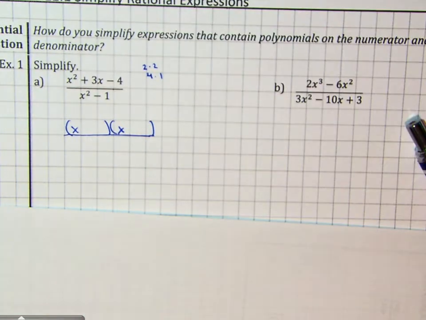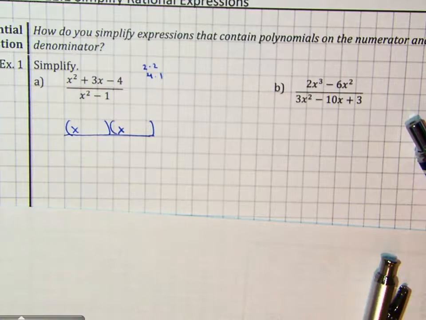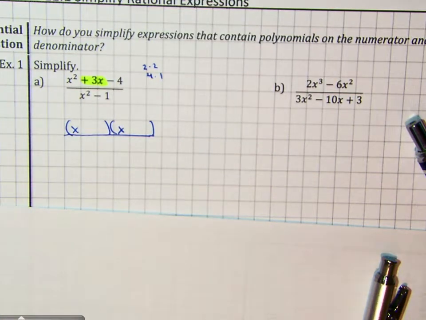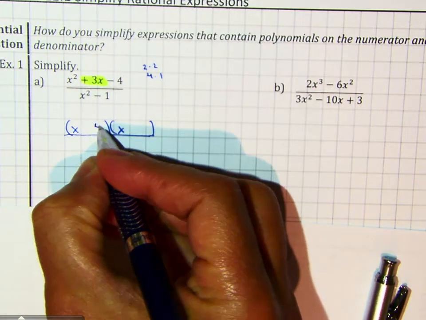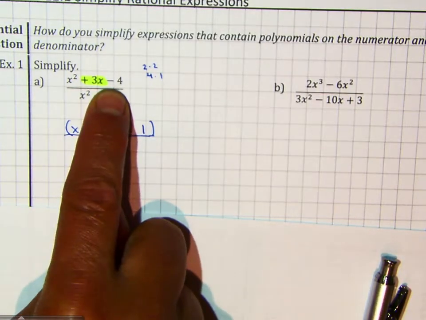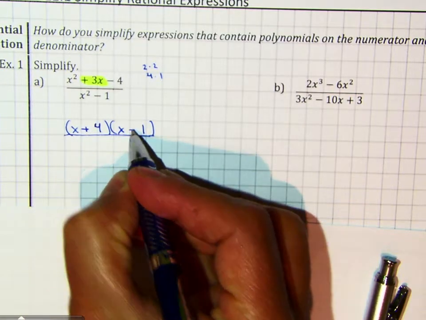So therefore, I need to end up with a positive 3. So which one should I use? 2 and 2 or 4 and 1? Correct, I should use 4 and 1. One of them should be positive, the other one should be negative since that's a negative 4. So that'll be a positive 4 and a negative 1.